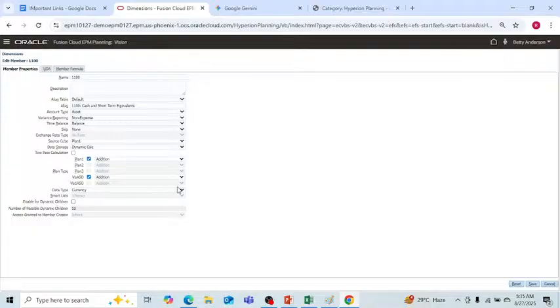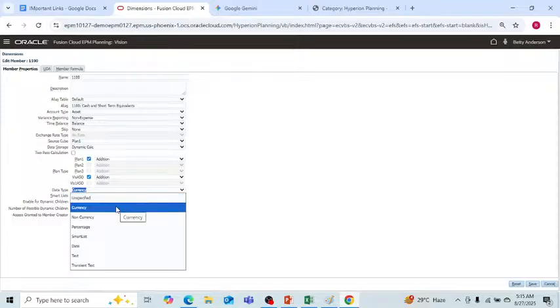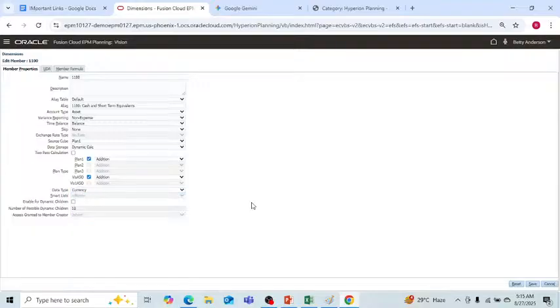For data type, here we have selected currency. You can see non-currency, unspecified, non-currency, percentage. Smart list option is also there. You might have a doubt about what a smart list is in the application. It is so easy, I will not make it complicated. A smart list is simply a drop-down list in the application. Whatever drop-down list we use in the Excel interface, it is an extended version of that list. So in the instance, a smart list is the drop-down version.